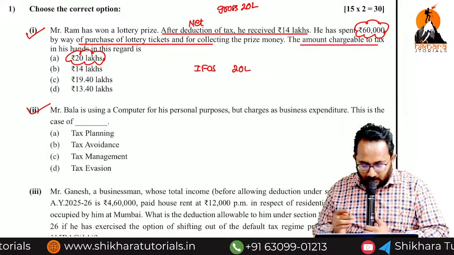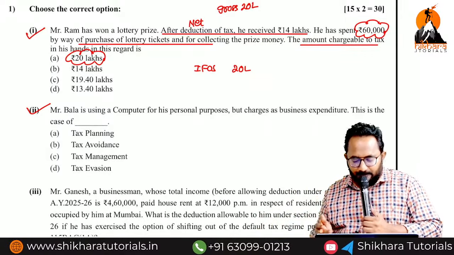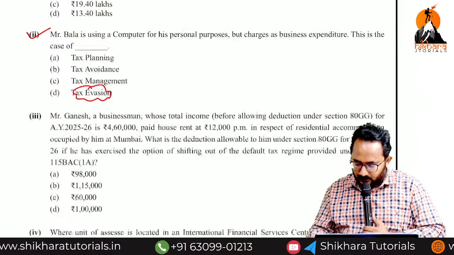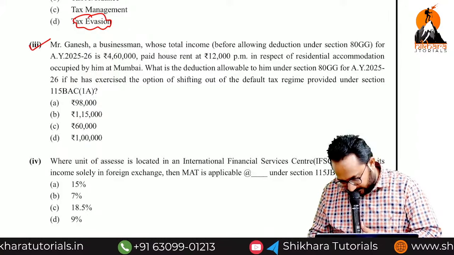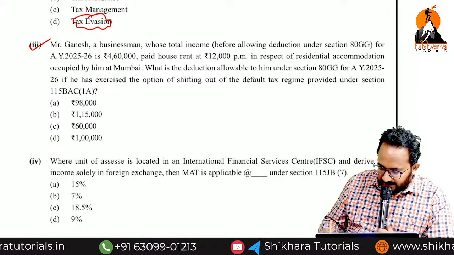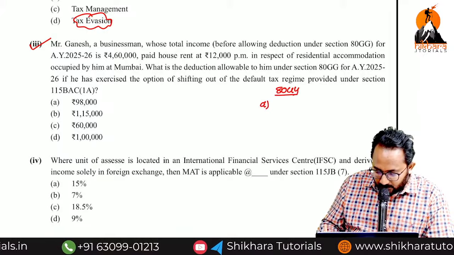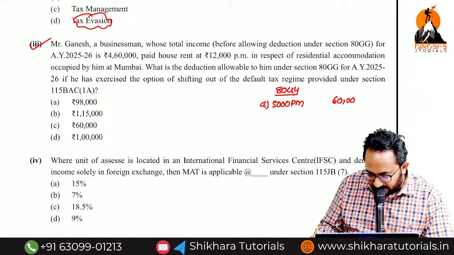We purchase a car for personal purpose, but we are charging that expenditure as a business expenditure. It is called what? Tax evasion. Now, it is 80GG, Chapter 6A deductions. Remember, 80GG is allowed as a deduction of the lower of the following. First one, 5,000 per month, that is nothing but 60,000 in this case.